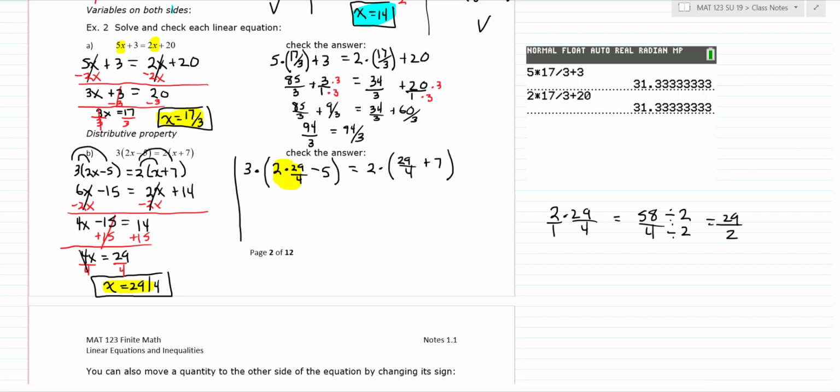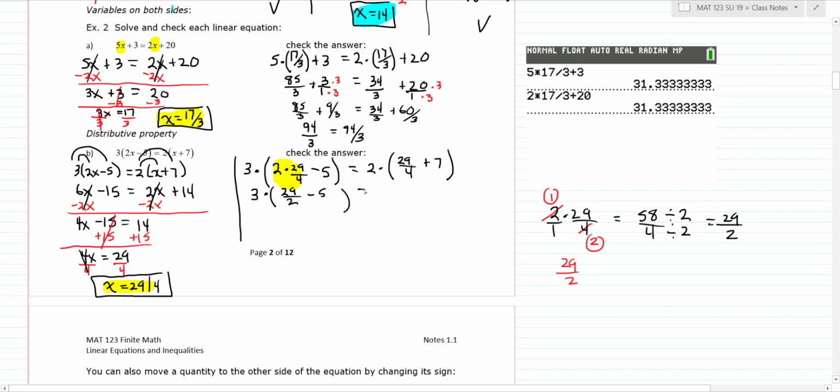You can also, you probably remember this and done this before, you can reduce this fraction. You can divide both by 2 since they're even numbers. 2 divided by 2 is 1. 4 divided by 2 is 2. Then go straight across. See, 1 times 29 is 29. 1 times 2 is 2. Okay, so this would now give you 3 times 29 over 2 minus 5.